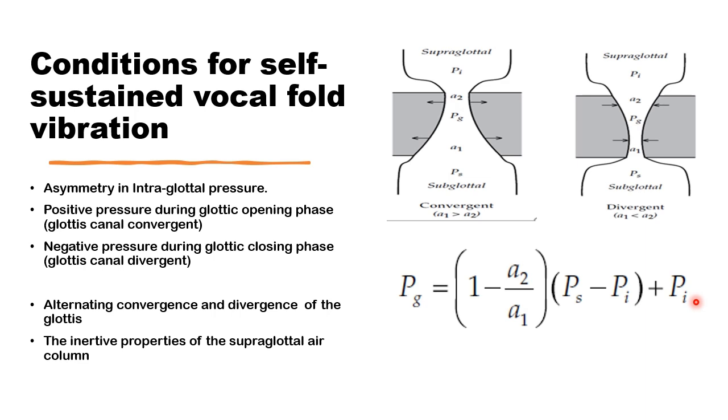The second entity is the supraglottal vocal tract pressure. So as we can see, the condition for having an asymmetry in the intraglottal canal can be fulfilled by these two mechanisms: the alternating convergence and divergence of the glottis, and the second mechanism is the inertive properties of the supraglottal tract that determines the second entity, and we shall go through these in this presentation.